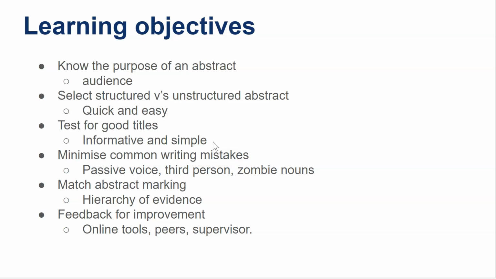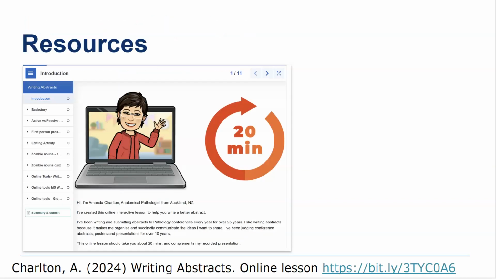And we understand now how abstracts are marked and graded by abstract judges, taking into account the evidence levels and significance of a study type. Finally, and most importantly, we discussed feedback for improvement using tools, peers, and your supervisor. So that concludes the online presentation.